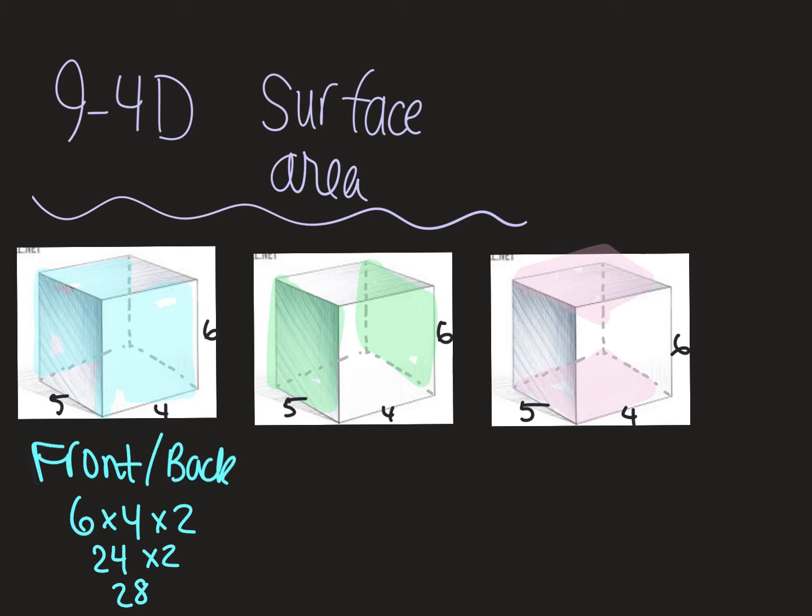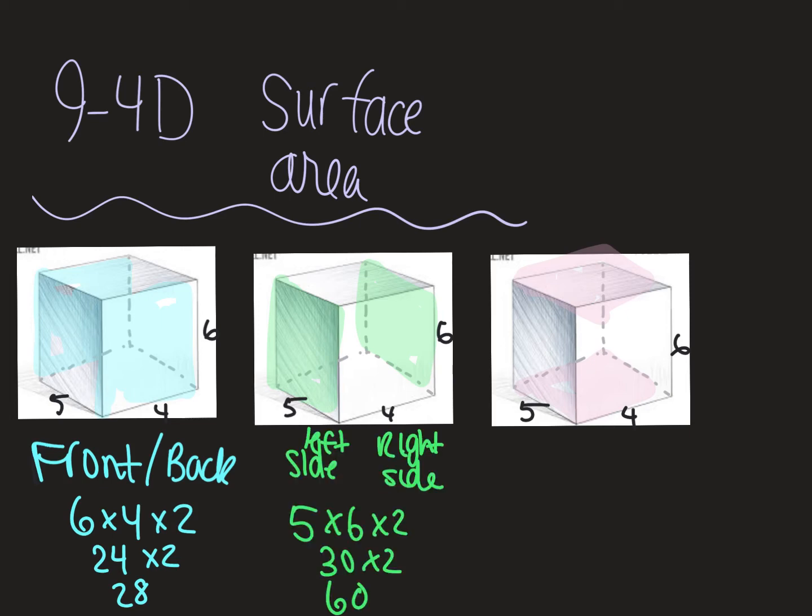Okay, green. If I trace over the green, what two numbers am I touching? Well, I'm only kind of touching the 5, but this number matches this number. If this is 6, then this is 6. So the two numbers I need for green are 5 and 6. 5 times 6 is 30, and 30 doubled is 60.